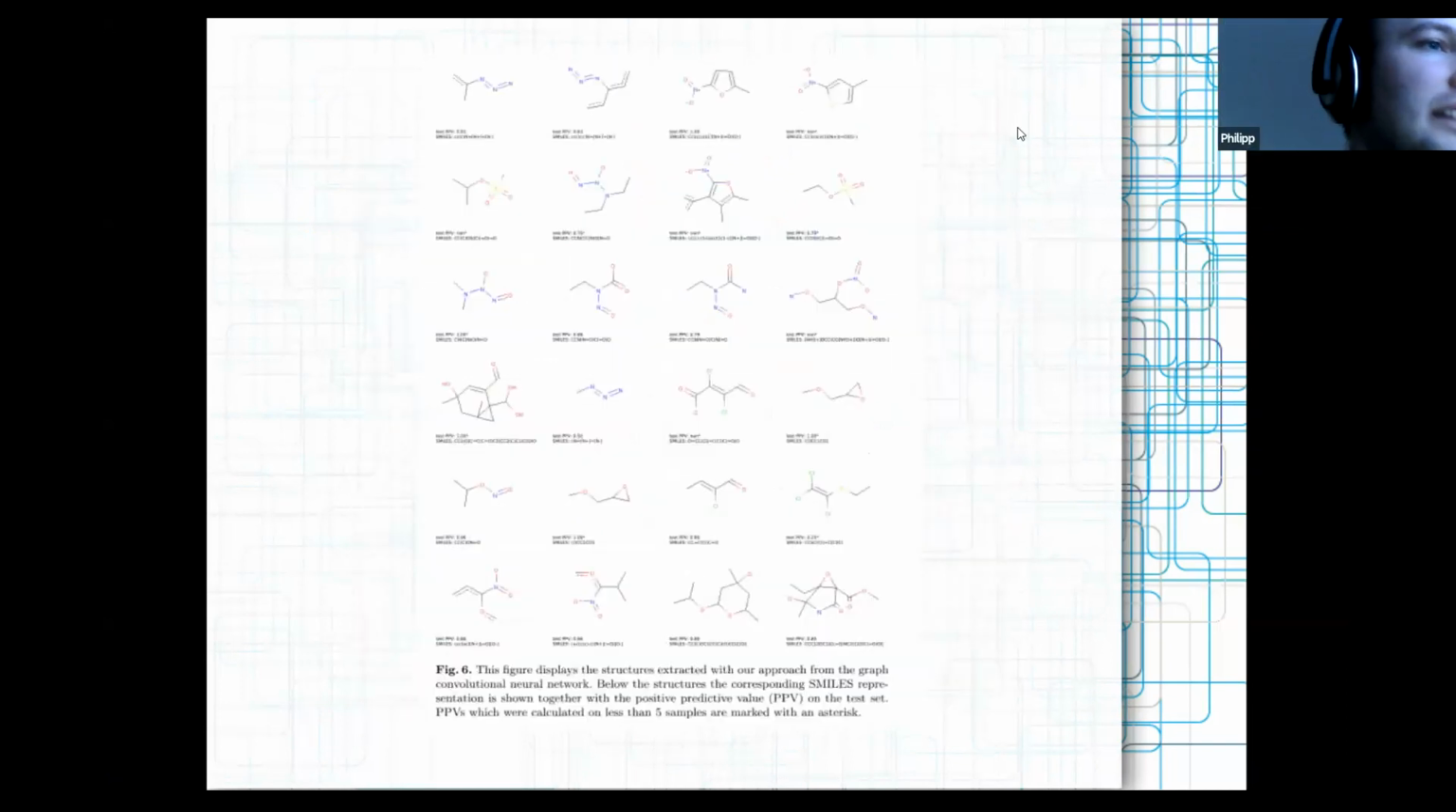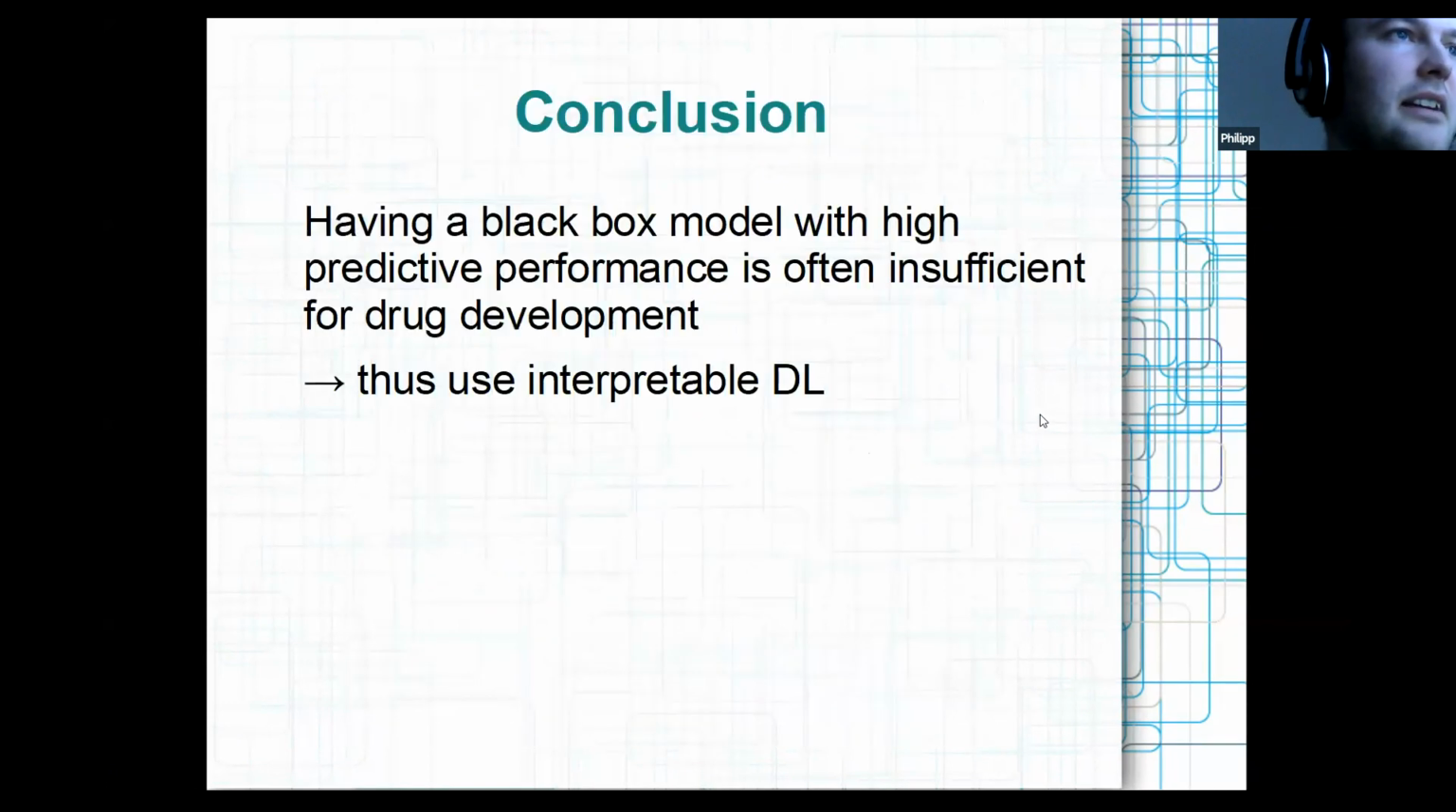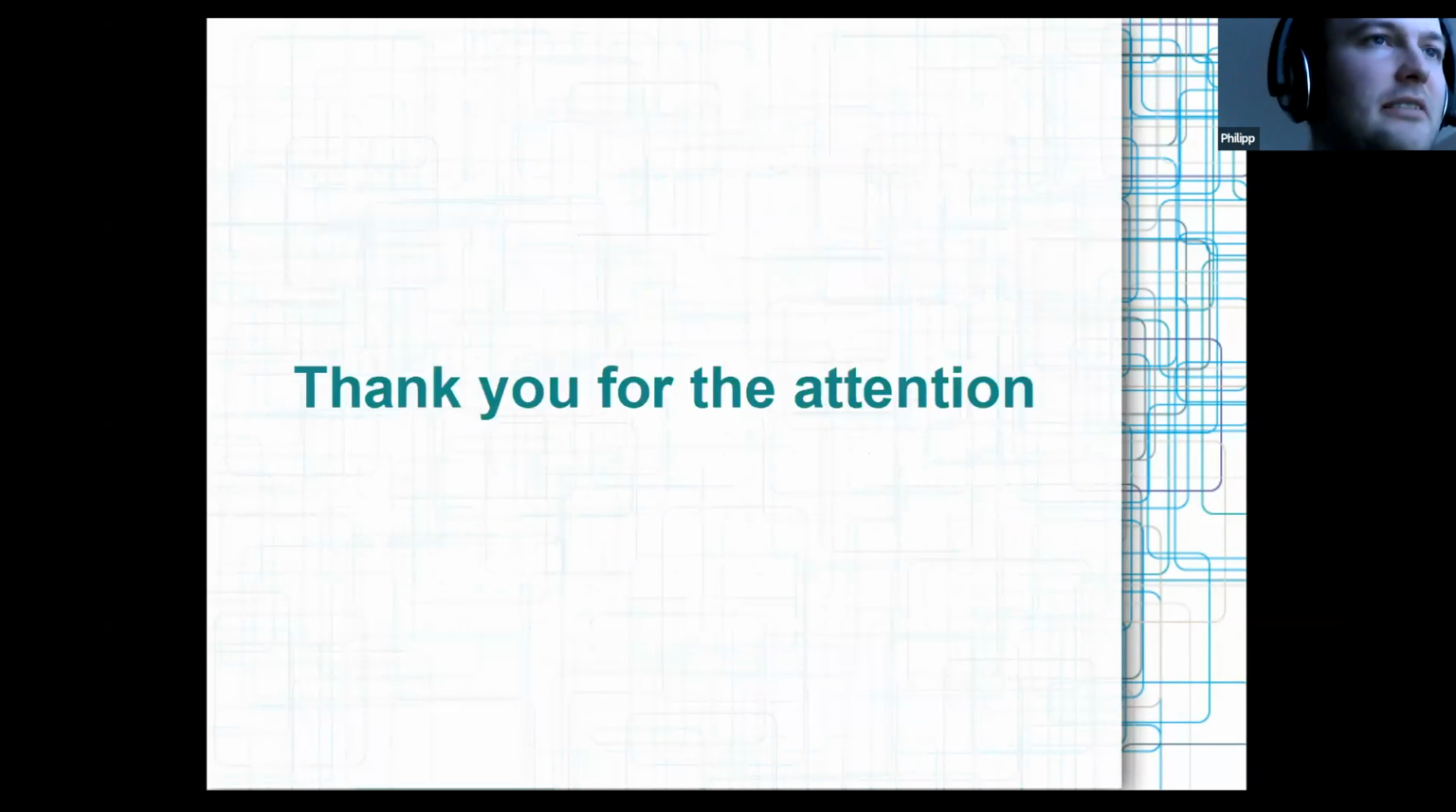So here you can basically see that their system sort of works, because essentially on the left side you can see the structure example, on the right side you can see the interpretability, or the structures that it picked up in the data set. And yeah, this brings me to the end. The conclusion for me was use interpretable deep learning. Of course, it's better, but that's kind of a tautology, especially in this area. So thanks for the attention and have a great weekend.